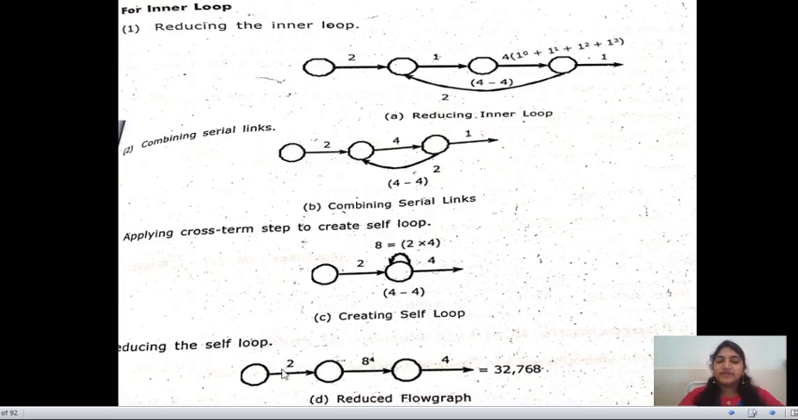So 8 power 4. This is the reduced flow graph, and the value we obtain is 2 into 8 power 4 into 4. Calculate that value: 2 into 8 power 4, 8 into 8 into 8 into 8, into 4, is 32,768. These are the maximum paths we have achieved from the starting flow graph, which we have taken as the example. So this is about the maximum path count.